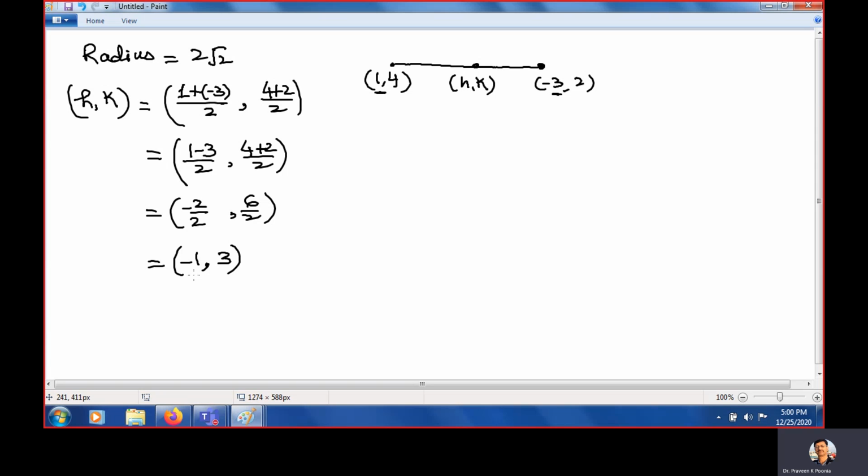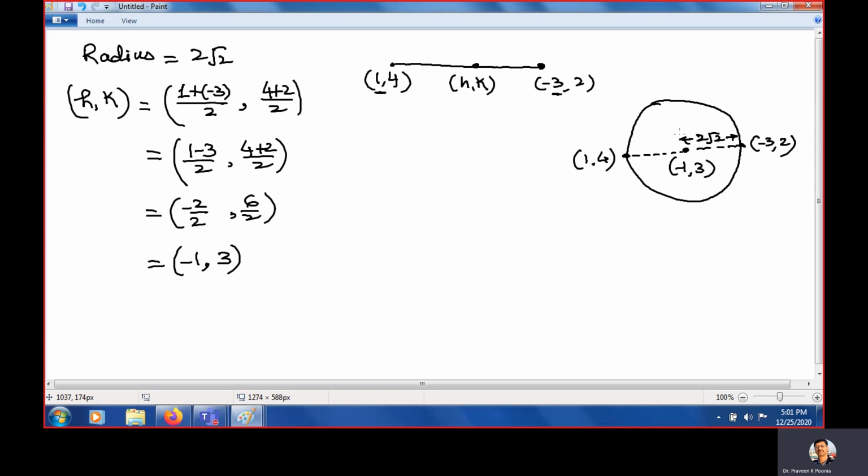Now if I want to draw the circle, the center of this circle is minus 1, 3, because it is the center of the 2 points. This was the point previously 1, 4, and this is minus 3, 2. So this we found, and the length of the radius we have evaluated. This is 2 square root 5.